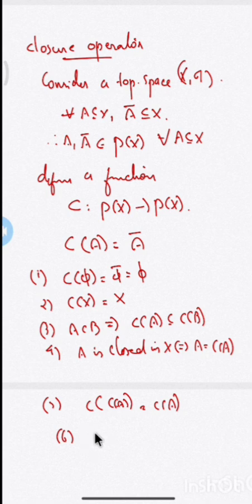And closure of A union B equals A closure union B closure. Here I can say C of A union B equals C of A union C of B. Actually, this union can be extended to a finite union.